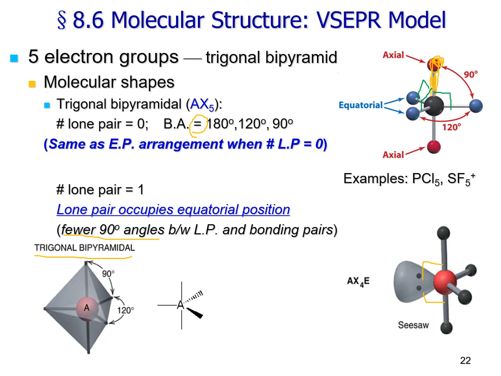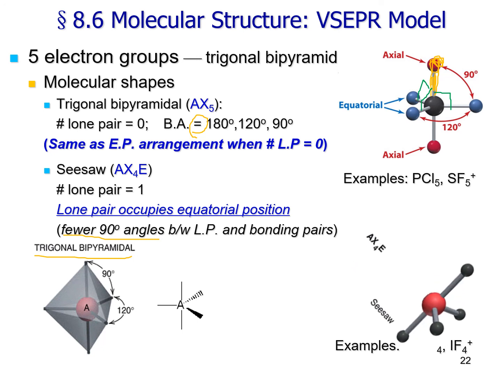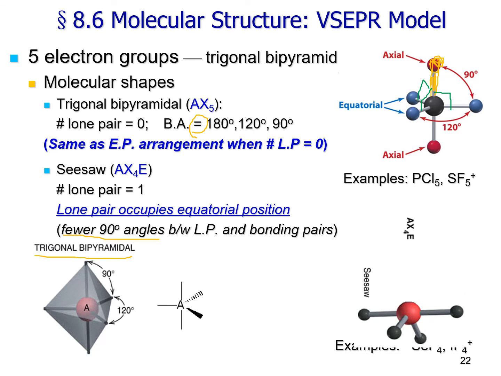So it becomes more stable if we put the lone pair of electrons on the equatorial position. And that is what we call seesaw as its molecular shape. Why do we call it seesaw? Because if you rotate it 90 degrees, this is what we see. It's a seesaw, right? We have 2 kids sitting on the ends, going upside down. So that's what we call a seesaw.